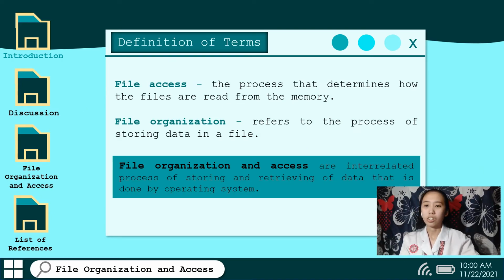File access is the process that determines how the files are read from the memory. File organization refers to the process of storing data in a file. So, therefore, file organization and access are interrelated processes of storing and retrieving data that is done by the operating system.